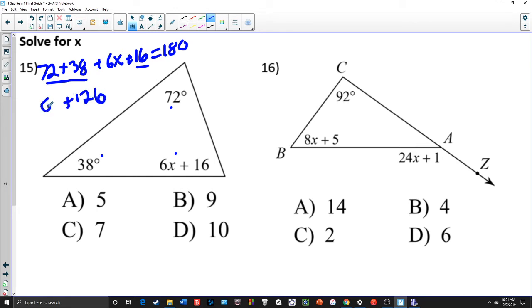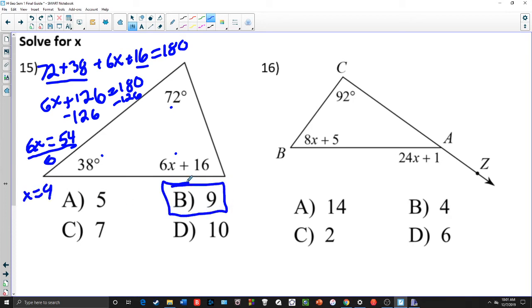Plus 6x here, because I didn't mess with the 6x, equals 180. Then I'm going to subtract 126 from both sides. I'll get 6x is equal to 54. Then divide by 6, and I get x is equal to 9, which is what I have right there. So if you have all three inside angles, it's a 180 trick.